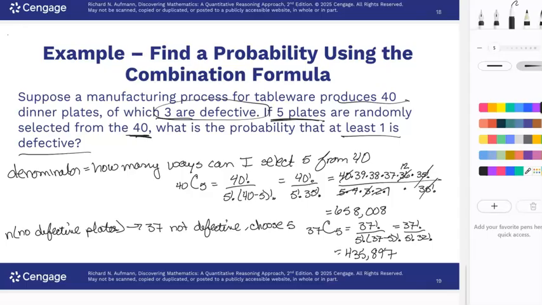And then my probability of at least one that's defective would be equal to 1 minus the probability of none that's defective. So it's going to be 1 minus 435,897 divided by 658,008.